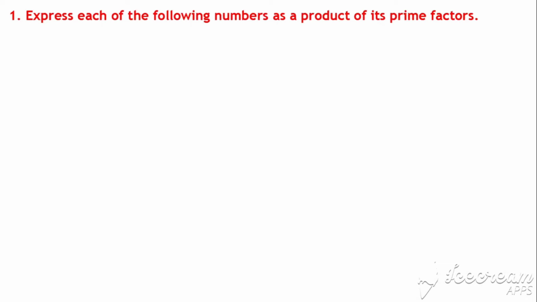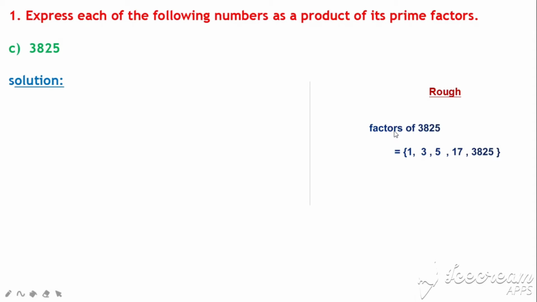Now moving on to the third question, that is 3825, and we need to express this number as a product of its prime factors. Now let us look into the solution. So what are the factors of 3825? The factors of 3825 are 1, 3, 5, 17 and 3825. Among all these, what are the prime factors? The prime factors are 3, 5 and 17.